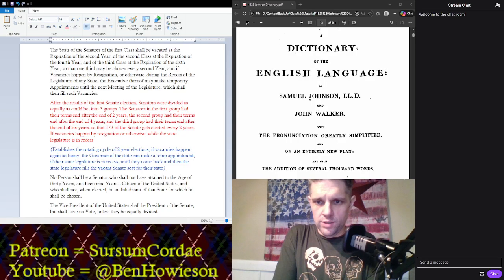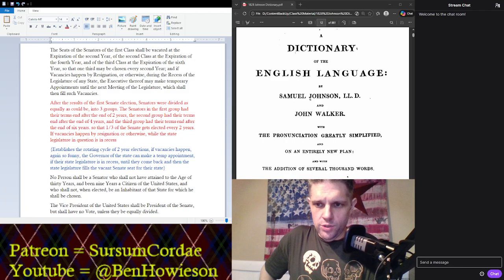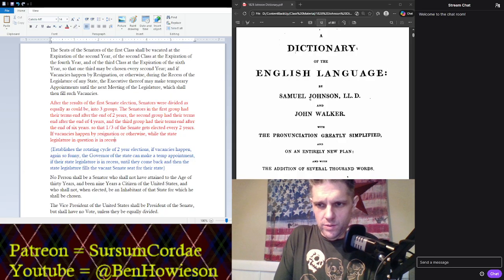While the state legislature in question, see, how does that read? If vacancies happen by resignation or otherwise, while the state legislature in question, I don't know. Trying to do it as easily as we can, vacancies happen by resignation or otherwise while the state legislature in question is in recess.